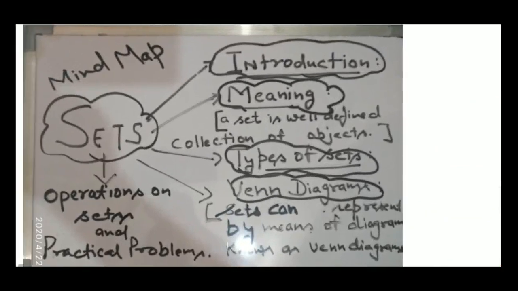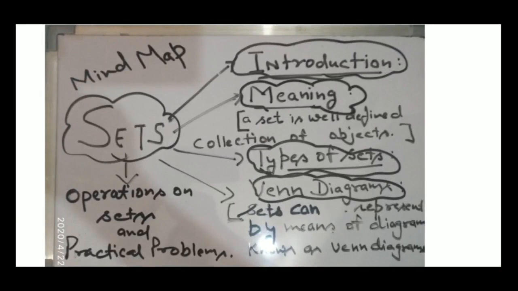Before starting this chapter, we will see its mind map. In this mind map you can see we will start from introduction, then meaning. So here the meaning of sets is: a set is a well-defined collection of objects. Then types of sets, after that Venn diagram. Here the meaning of Venn diagram is that when we represent a set in the form of diagrams, those diagrams are known as Venn diagrams. And last is operations on sets and the practical problems.